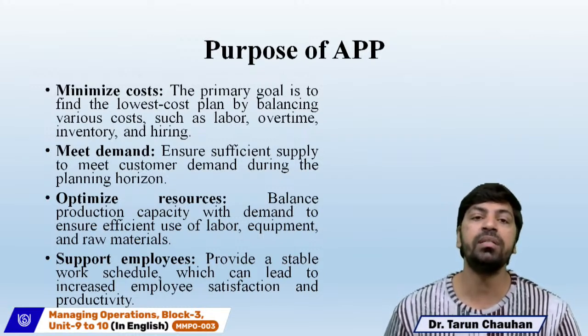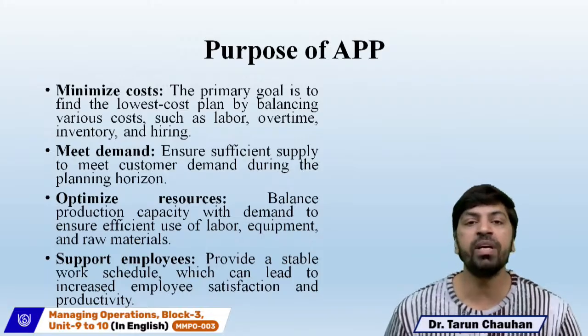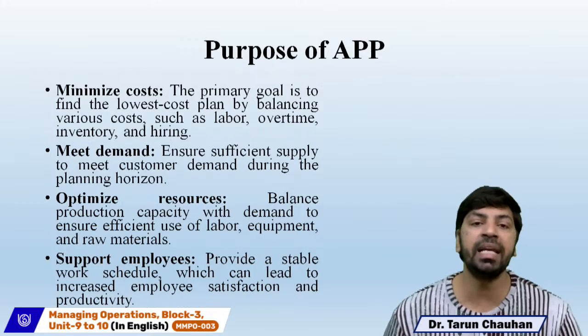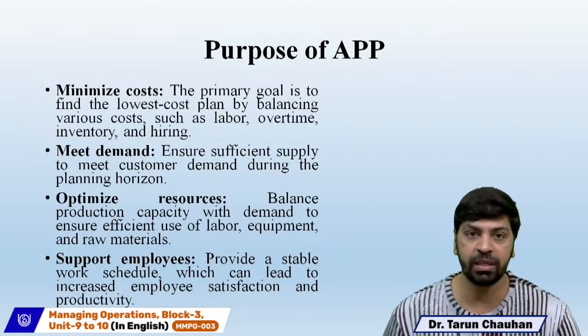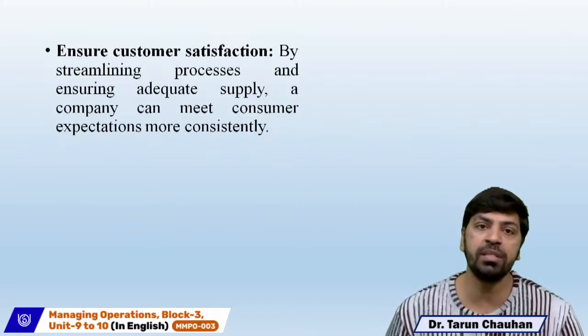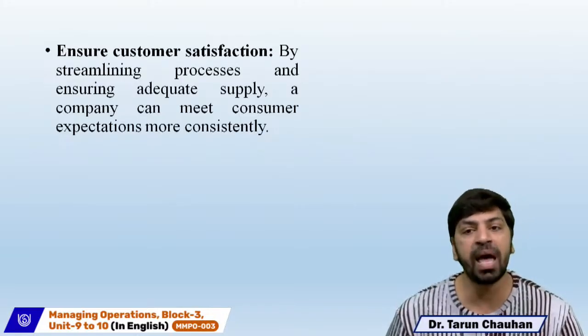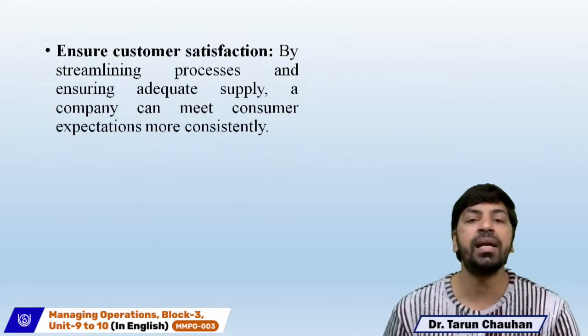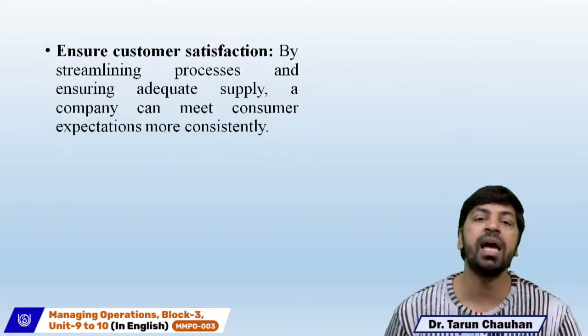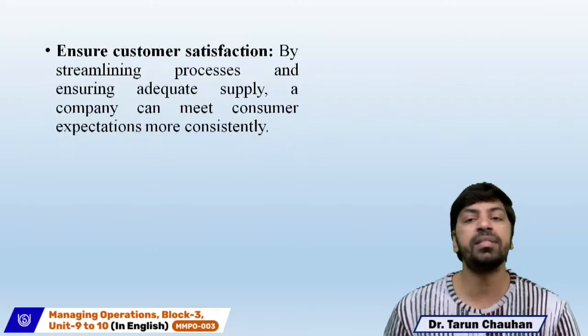The next one is to support employees. It aims to provide a stable work schedule, which can lead to increased employee satisfaction and productivity. And the last one is to ensure customer satisfaction. It aims to streamline all those processes and ensure that adequate supply meets the demand. That means the company should meet the customers' expectations and satisfaction more consistently.